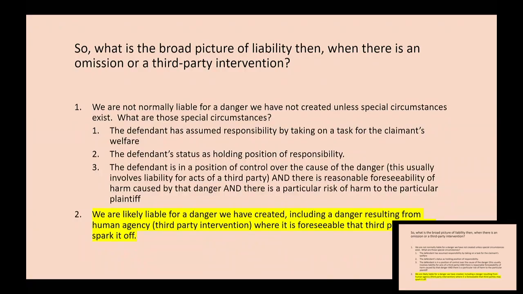Okay, so what we will move on to tomorrow is the second part that is highlighted, where we are liable for dangers we have created, including dangers resulting from human agency where it's foreseeable that third parties may spark them off.